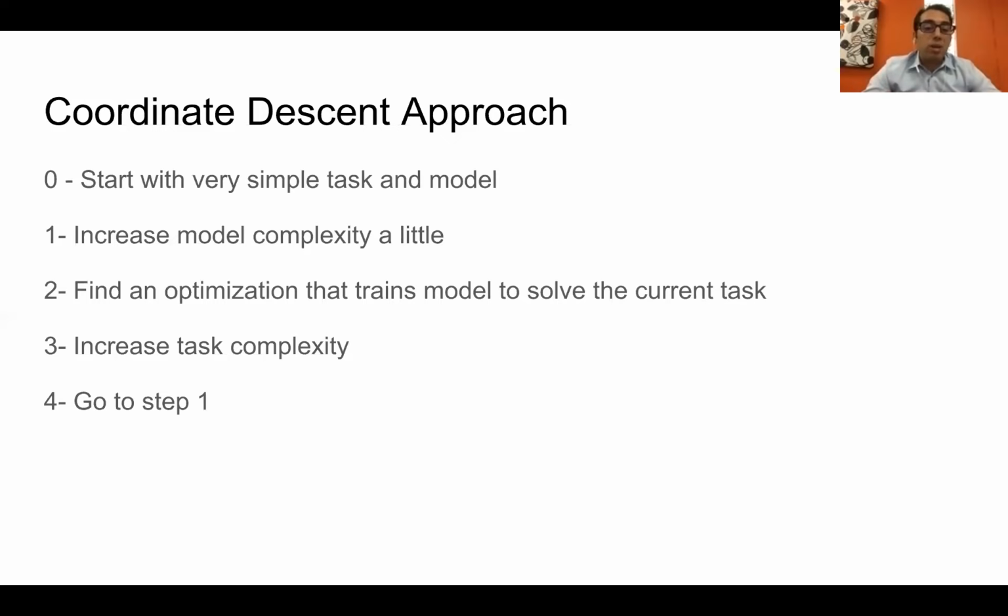So the systematic approach is to take the first coordinate, which is model complexity, increase this a little bit, find the optimal point that solves that simplified task, increase the task complexity, go back and move forward. This allows us to debug our models much better, have understanding, and have much faster iteration time.